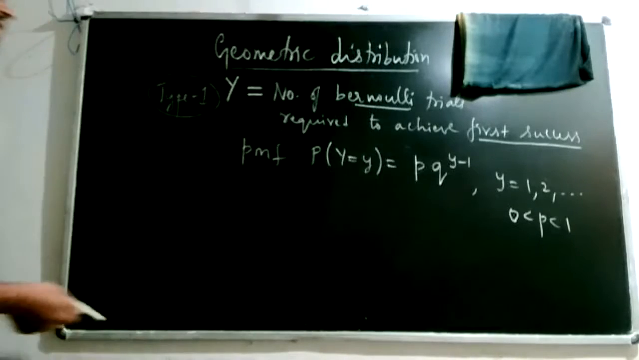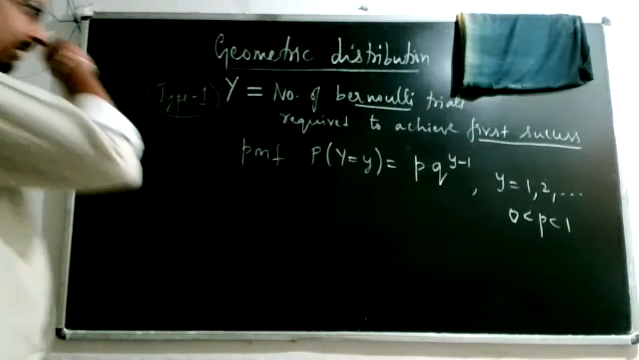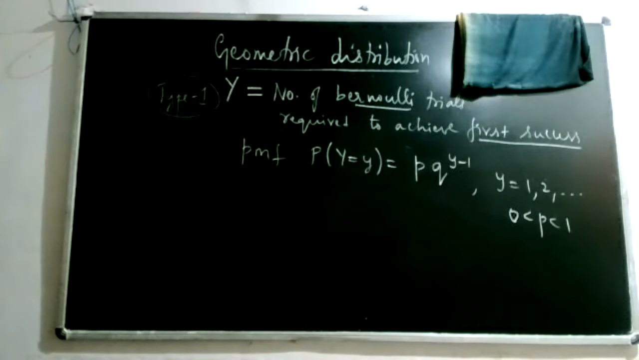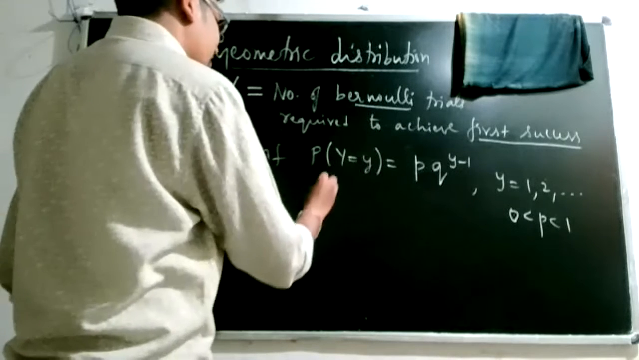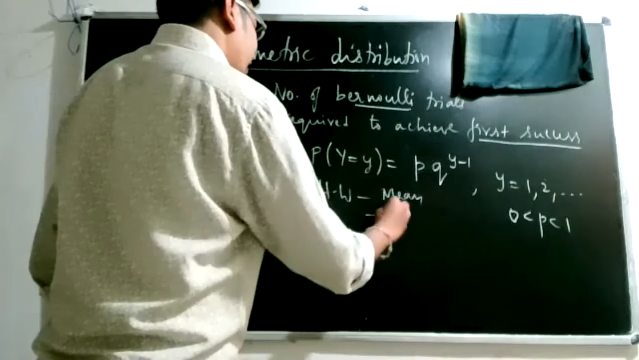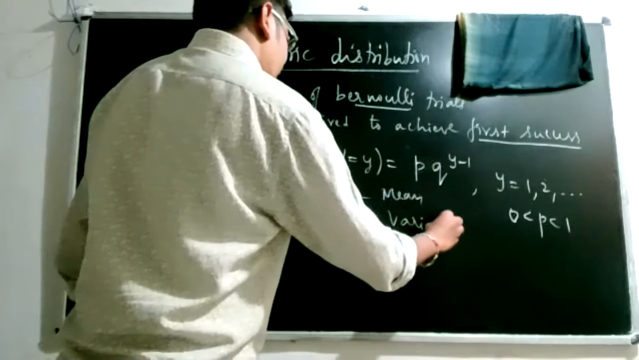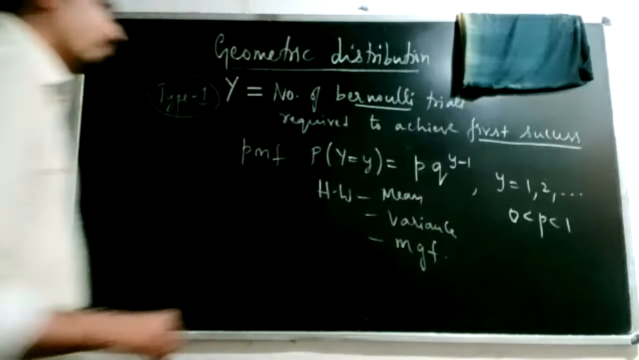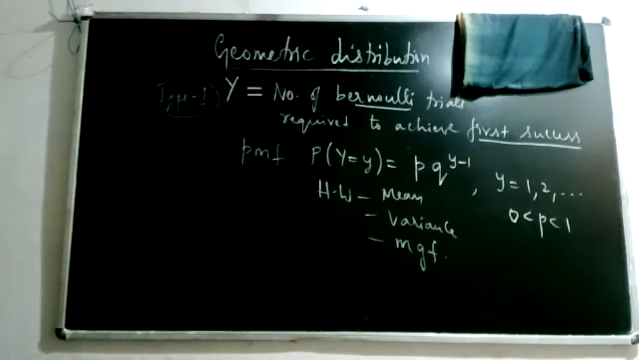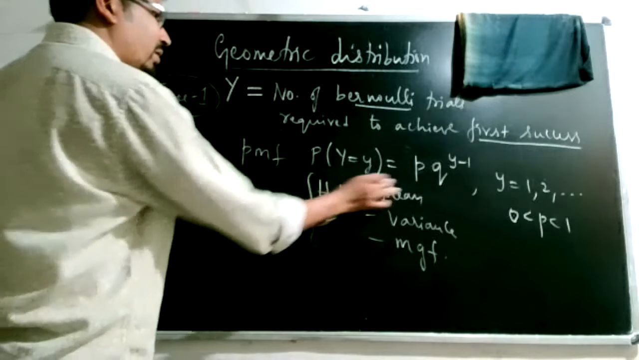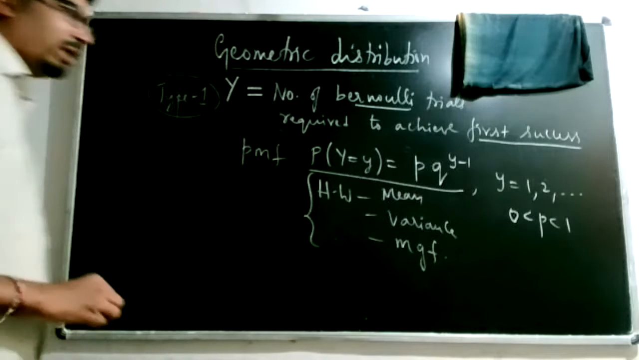So this is our geometric distribution type 1, where we define Y as the number of Bernoulli trials required before observing the very first success. So your homework is computing mean and variance for this. And if possible, do MGF also. These are the only possible questions for the examination when they specify this particular PMF.